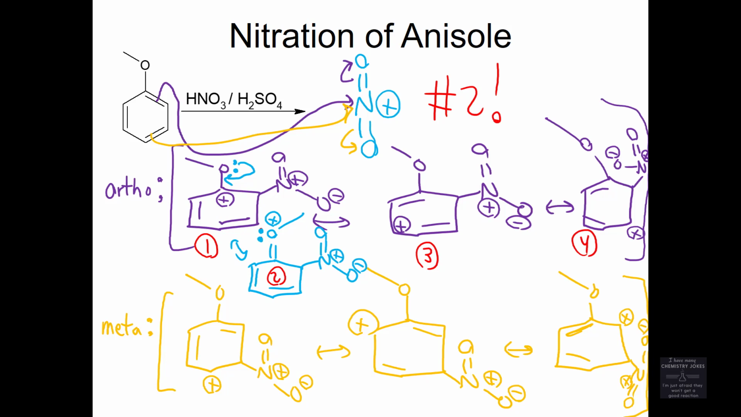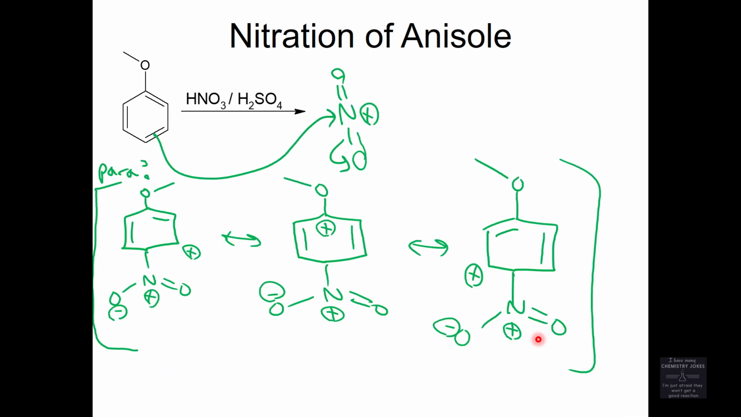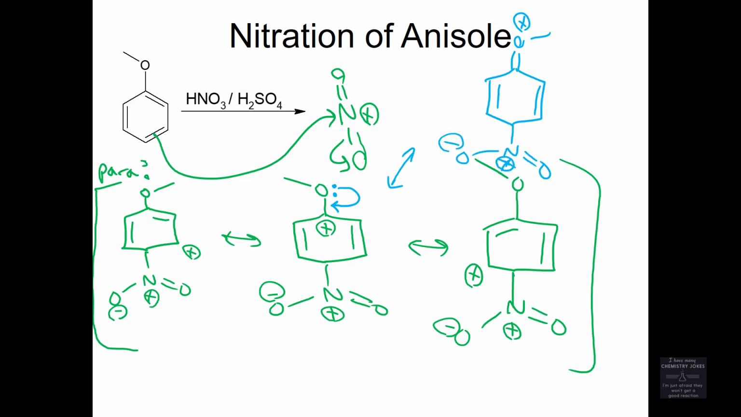Can we draw a resonance structure like that in the meta? Nope, because there's never a positive directly connected to an atom with a lone pair in the meta. In the para, can we draw that kind of resonance? Yeah. Because there is a structure where the positive is directly connected to the atom that has a lone pair. And this blue structure up here is the winner chicken dinner. It contributes most to the hybrid.